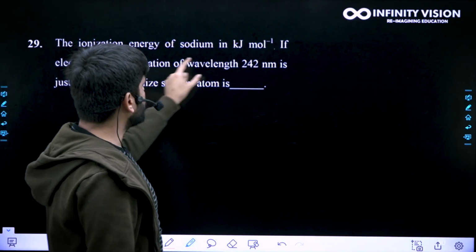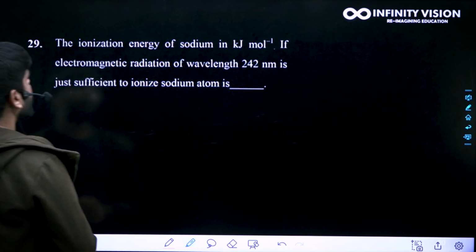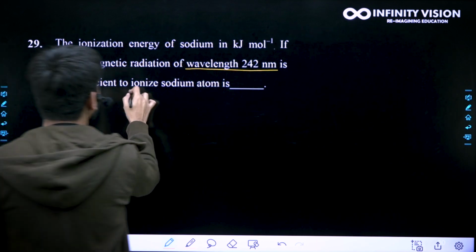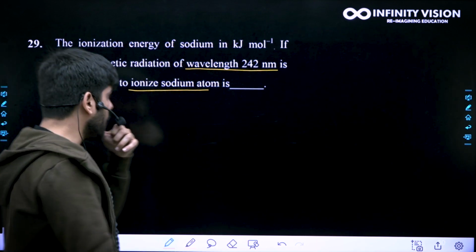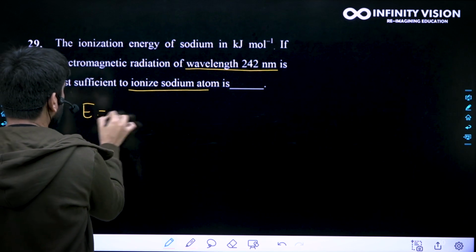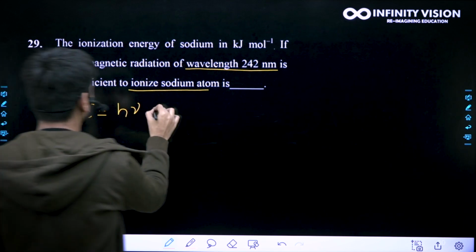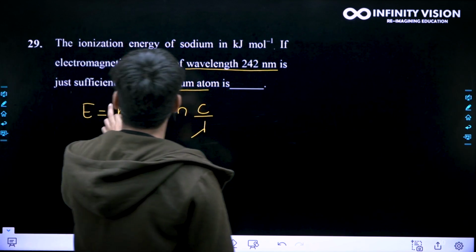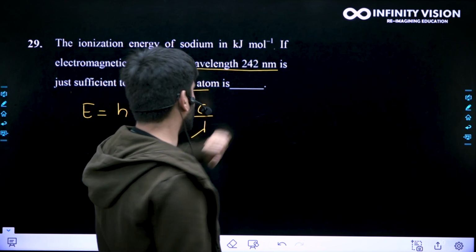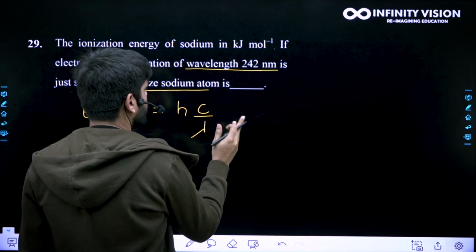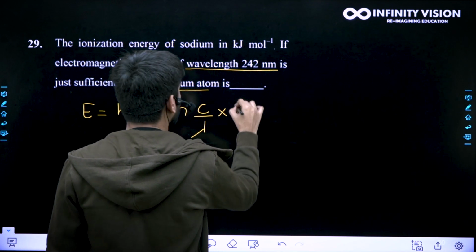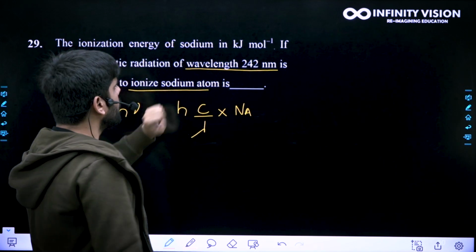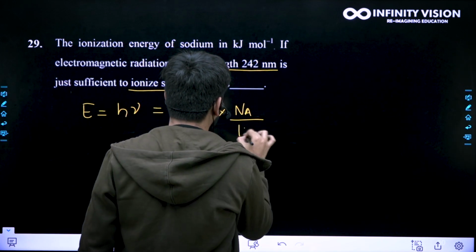The ionization energy of sodium in kilojoule per mole, if electromagnetic radiation of wavelength 242 nanometer is just sufficient to ionize sodium atom. It's just sufficient. Okay, so let us find out. We know that E is equal to h nu, which I can write hc by lambda, right? Now we need the answer in kilojoule per mole, obviously. So what we are supposed to do? We are supposed to multiply it with Avogadro's number, and this will be the answer in joule. We need the answer in kilojoule, so let us divide with 10 to the power 3.